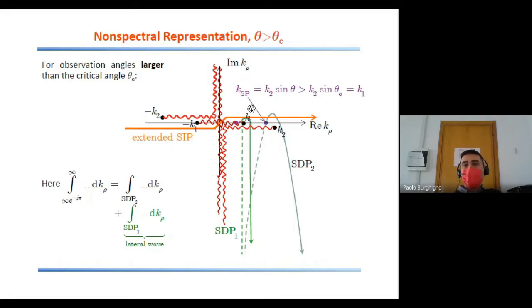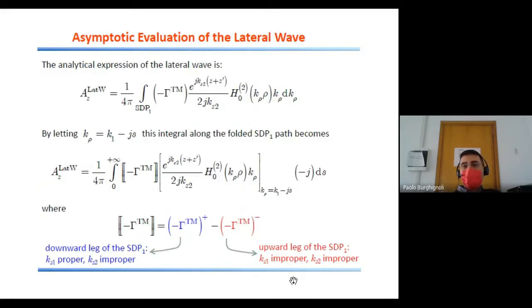So we are improper with respect to K2, but proper with respect to K1, whereas the upper leg is improper with respect to both. So we have KZ1 improper, but also KZ2 improper. Okay. So we need now to explicitly evaluate this difference by considering the explicit expression of the reflection coefficient.